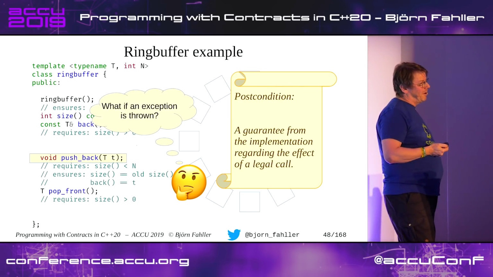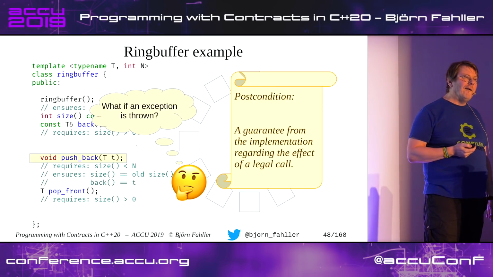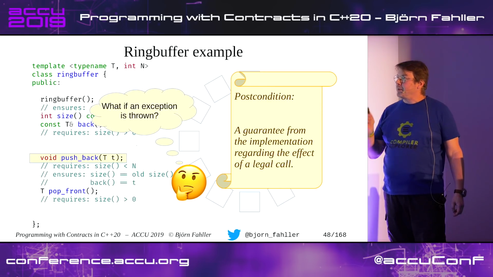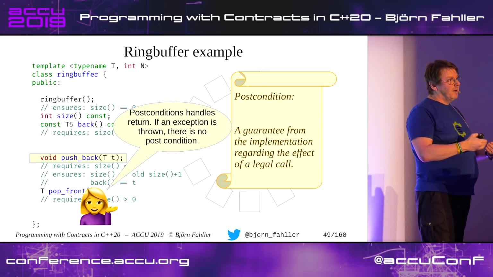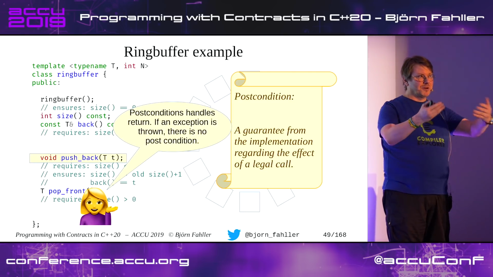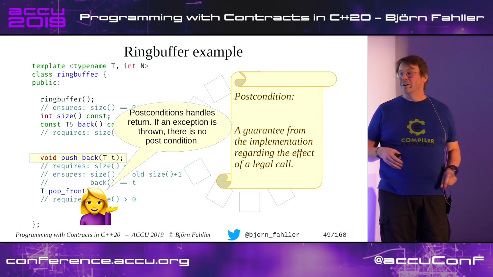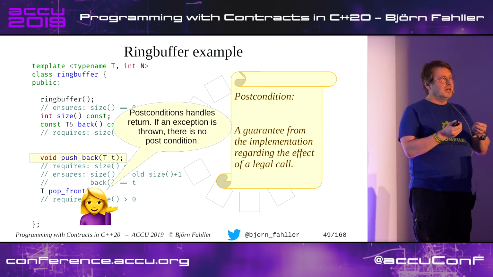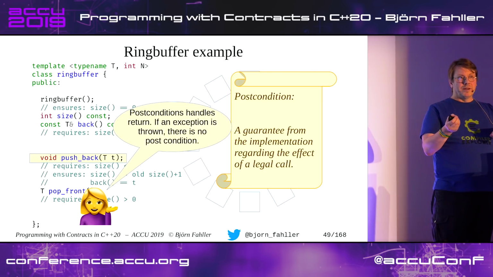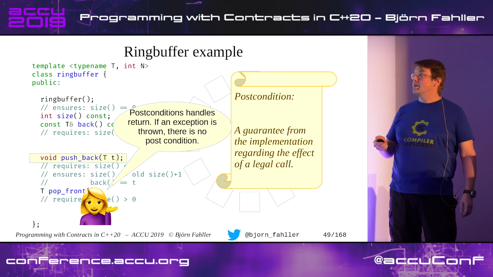What if an exception is thrown? What do we say about the postcondition then? Well, it's like this. The postcondition handles the return. If I haven't returned, there is no postcondition. This is the force majeure clause in the contract. We are not bound by it. We choose to ignore it, which can be a little bit troublesome because this means that we cannot in a contract express the strong or weak exception guarantee. But that is how it is.